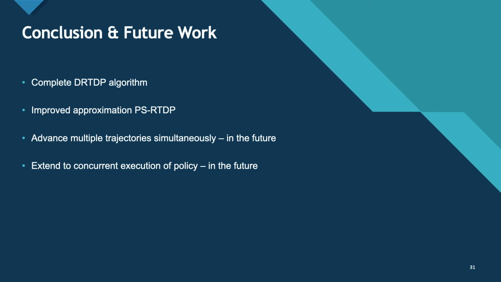In the future, we would like to have agents advance multiple trajectories simultaneously, meaning while one agent advances a trajectory, another agent can advance a different trajectory. We also would like to explore concurrent execution of policy and its effect on the algorithms we've presented.